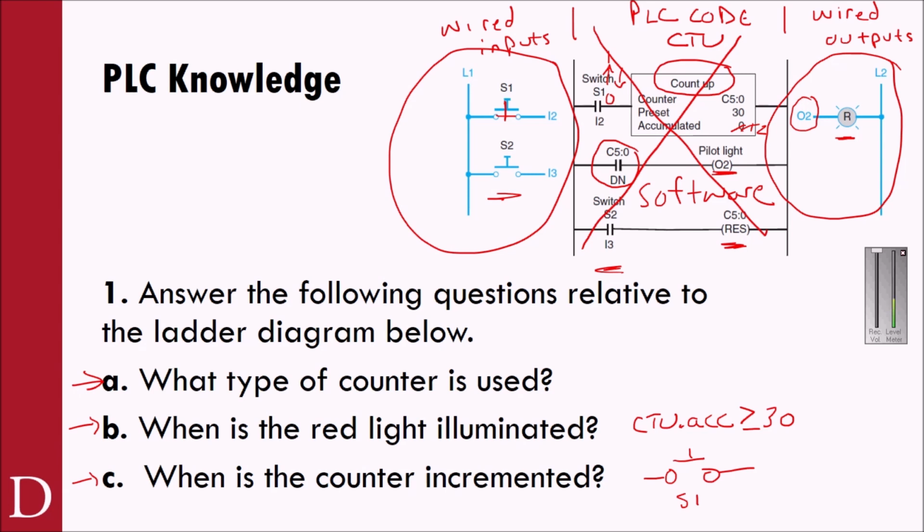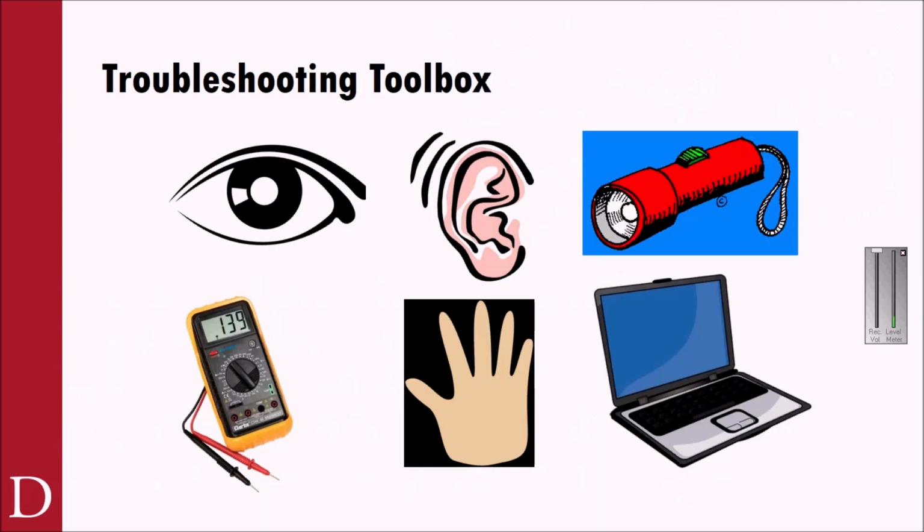So typically your PLC code has no moving parts. If the PLC is still running, odds are the software is still good. So we typically are going to look at the hardware, look at the software, and look at the hardware again. And in most cases, we may not even have to look at the software. So what makes up your troubleshooting toolbox?